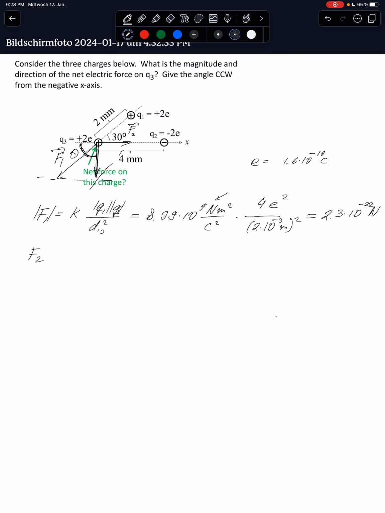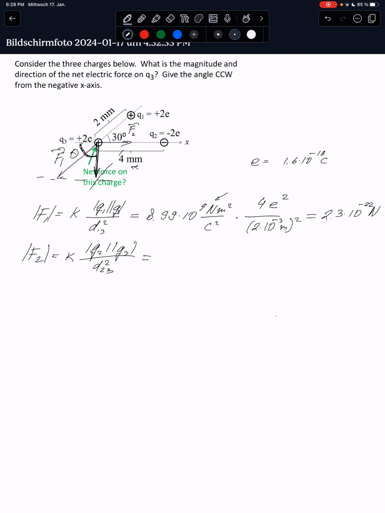The same algebra we do for the force F2. The only difference here is that we need to use a different distance and a different charge, Q2 and Q3, and the distance is the distance between 2 and 3, squared. After this we substitute the numbers. The distance here is 4 millimeters. We shouldn't forget to convert it into SI units, into meters. Other than that, it's all straightforward to do.